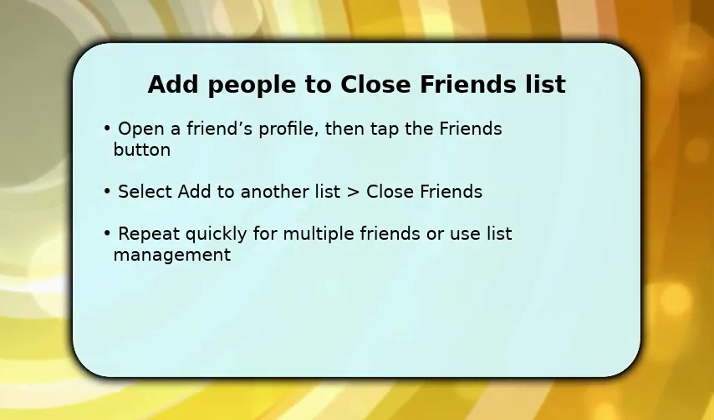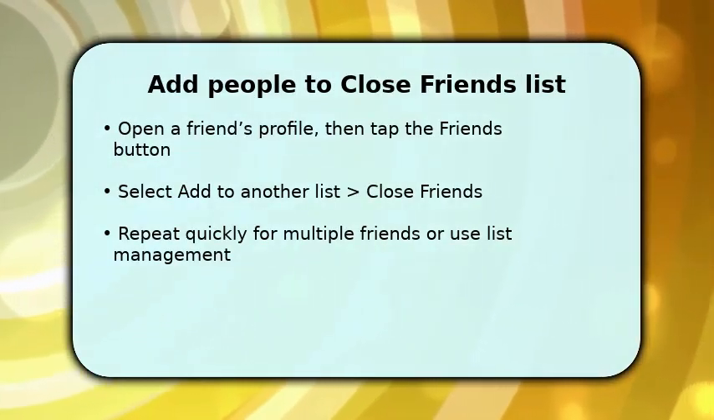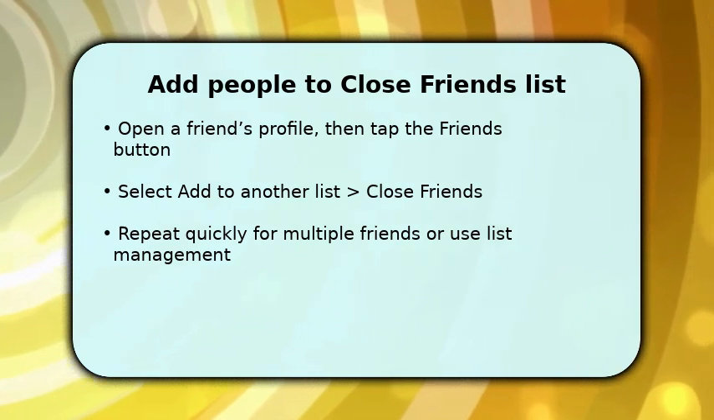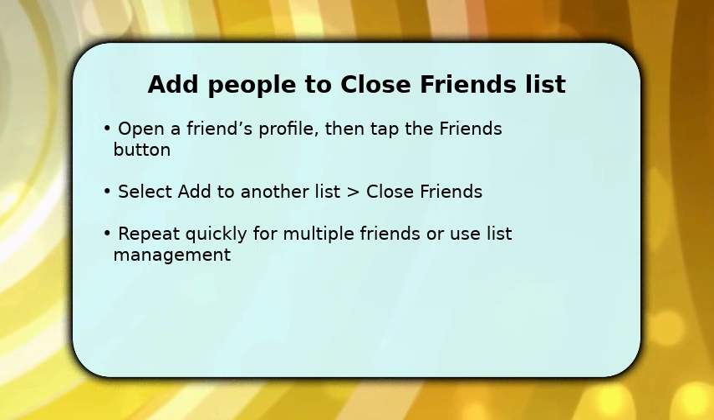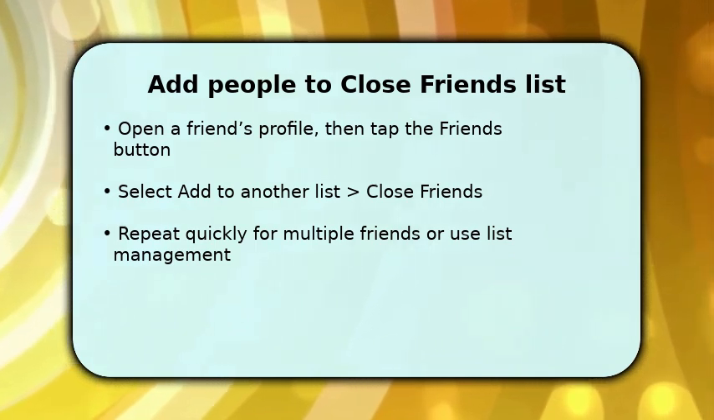Now you add each person. Open their profile and tap the Friends button. That reveals the list options. Choose Add to another list, then pick Close Friends. This ensures they see prioritized updates.